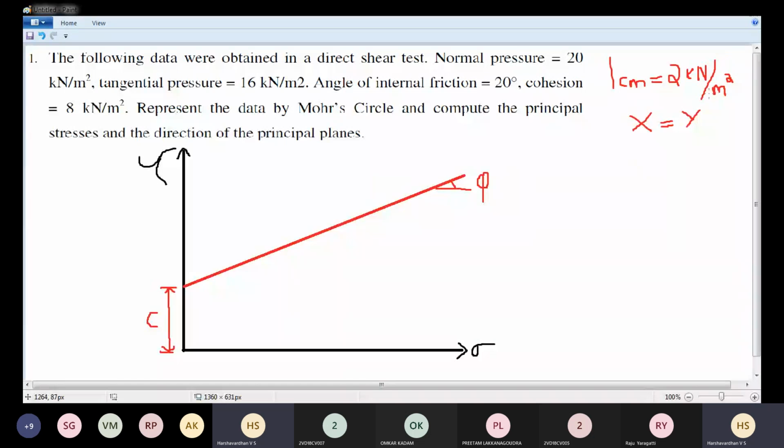So 1 centimeter is equal to 2 kilonewton per meter square. So C is equal to 8 kilonewton per meter square. That's why in the shear stress axis, that is the y-axis, at a distance of 4 centimeter I'll mark a point. So this is the y-intercept, that is C. C is equal to 8 kilonewton per meter square. And 1 centimeter is equal to 2 kilonewton per meter square, so 8 kilonewton per meter square will be 4 centimeter. So 4 centimeter distance, I'll draw this.